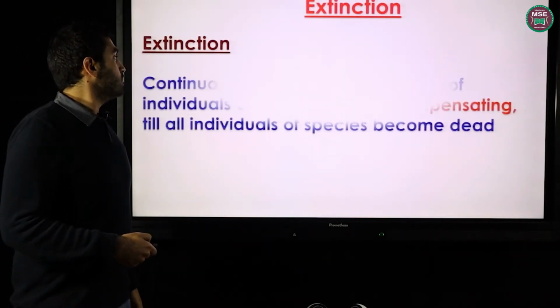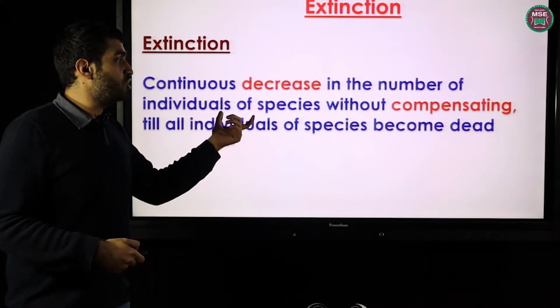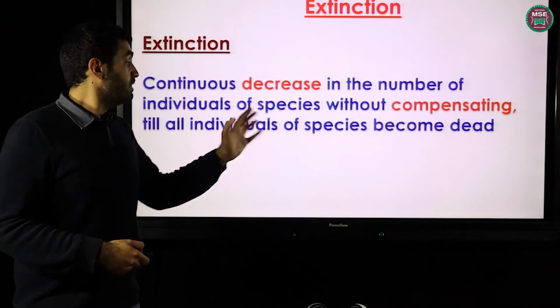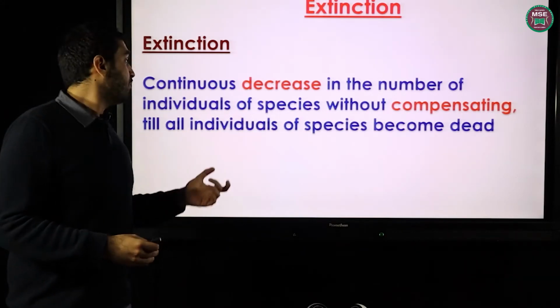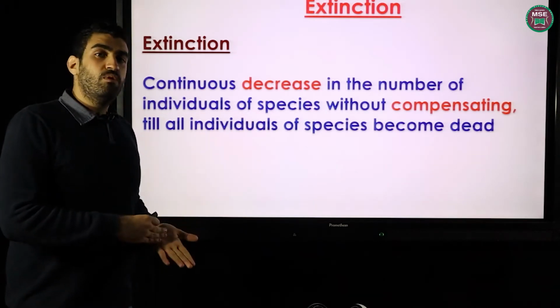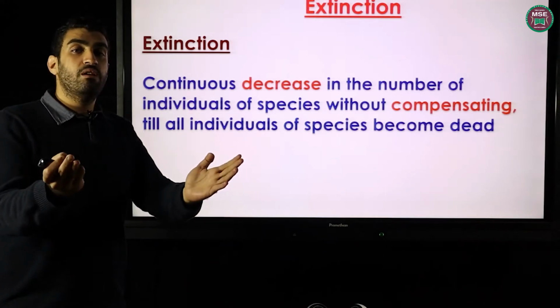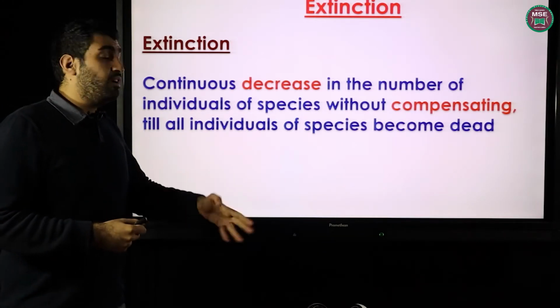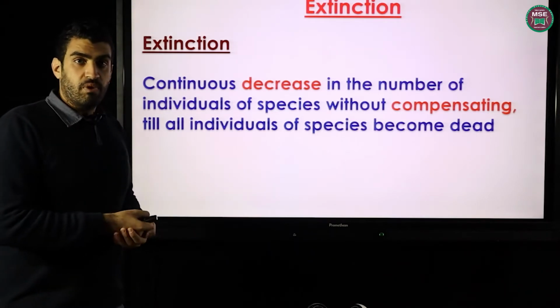Extinction means the continuous decrease in the number of individuals of a species without compensating till all the individuals of a species become dead. What's meant by individuals and what's meant by species? I am a human individual and you are a human individual. Together we are called human species. We have dog species which contains many individuals which are dogs. Okay?